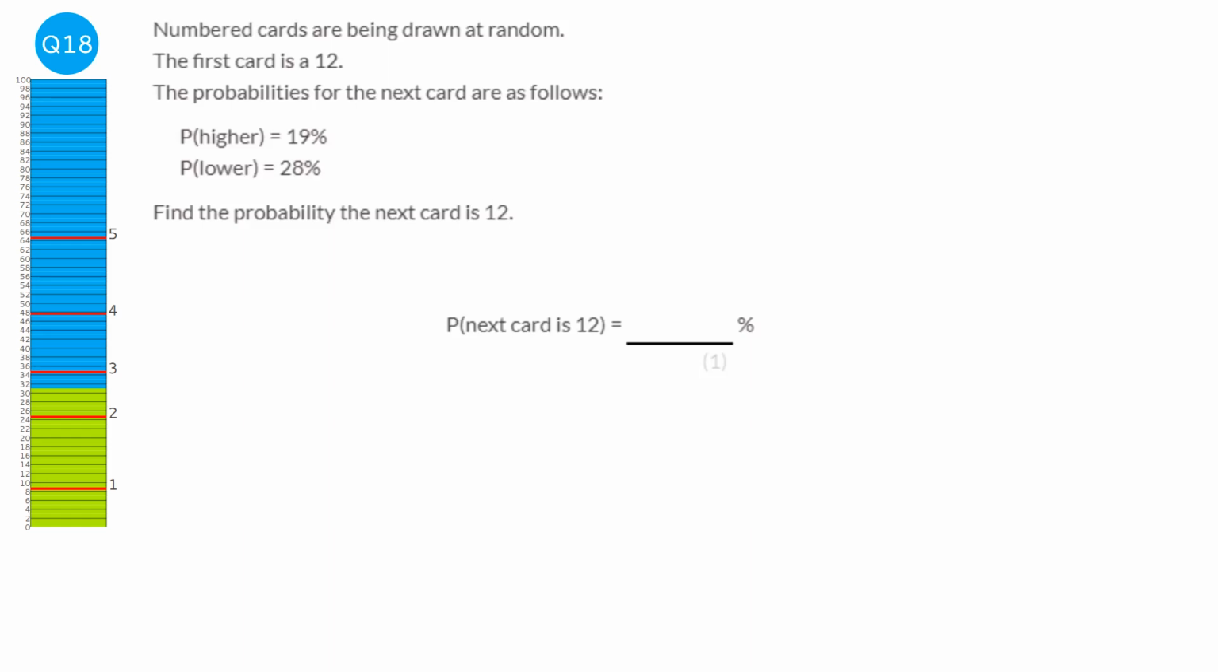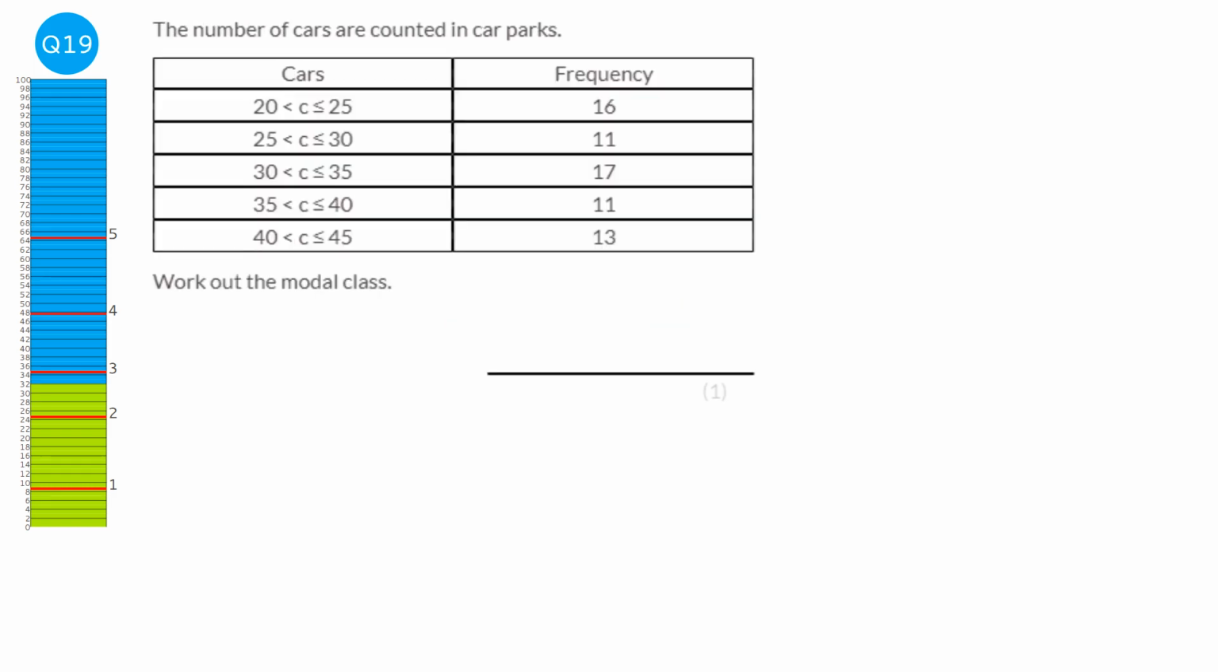So the only options for the next card are for them to be higher, lower, or equal to 12. We already know that the probability for it being higher is 19% and lower is 28%. And all probabilities have to add up to 1, or in this case, because it's percentages, 100%. So to work out the probability that is missing, we're going to take away the 19% and the 28% from 100% to see what's left. And that's 53%.